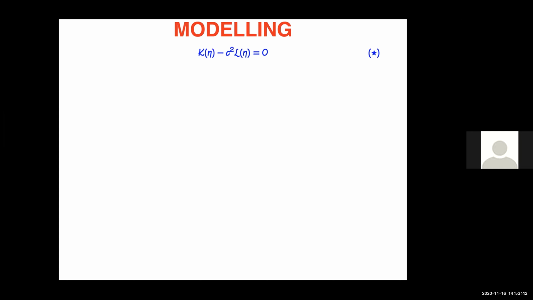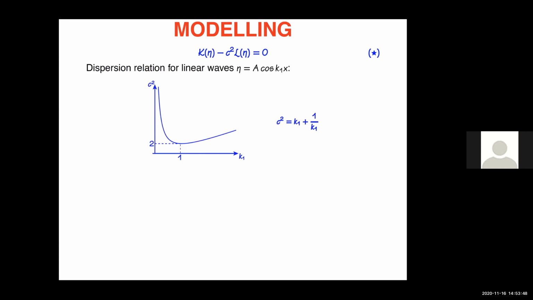Let's see when the linearized problem admits a sinusoidal wave train. To do this, you linearize star, you seek a solution of the form cosine of k1 x, and you see what the relationship between c and k1 is. You can work it out explicitly. Here it is. c squared is k1 plus 1 over k1, and here's the plot of it. You see it has a unique global minimum at k1 equal to 1, and the value of c squared there is 2.